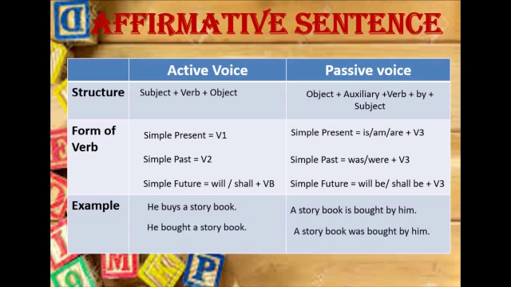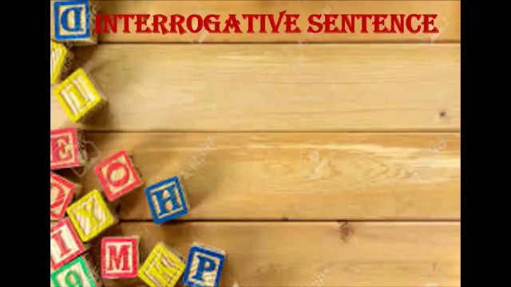This is the example of simple past tense. He bought a storybook. So bought is the second form of verb that will be converted into was plus third form of verb. A storybook was bought by him. He will buy a storybook. This is the example of simple future tense. So will is converted into will be, and buy will be converted into third form of verb. So a storybook will be bought by him.